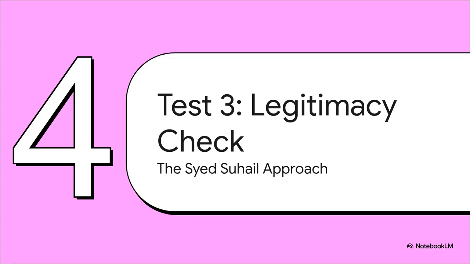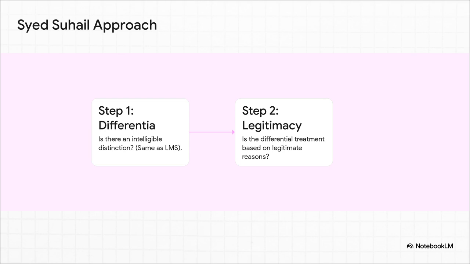It becomes this meaningless, self-fulfilling loop instead of a real check on power. This brings us to our third and final contender, a much more modern test designed to fix the weaknesses of the other 2. It's called the Said Suhail approach, and it introduces a really powerful new idea. So, step 1 is the same. Is there a clear distinction between the groups? But step 2? Step 2 is a total game changer.